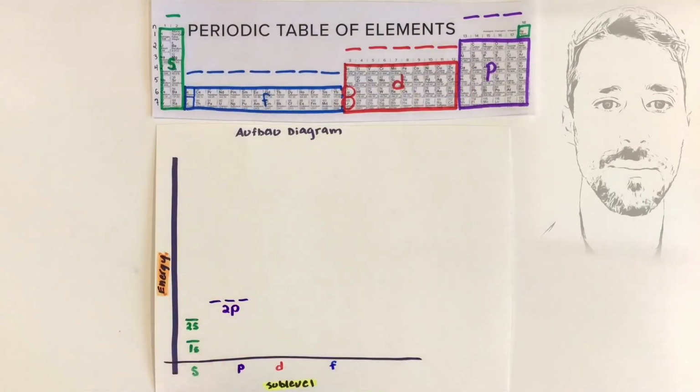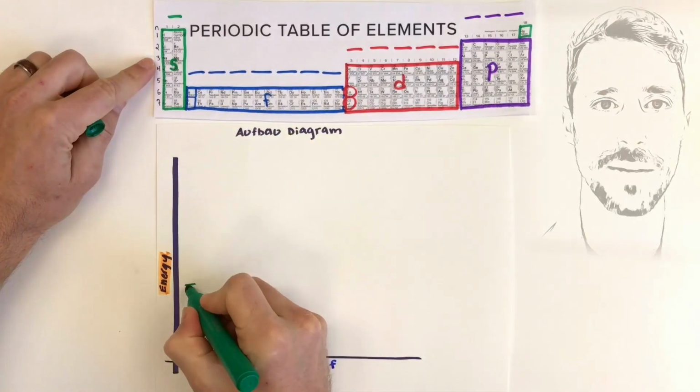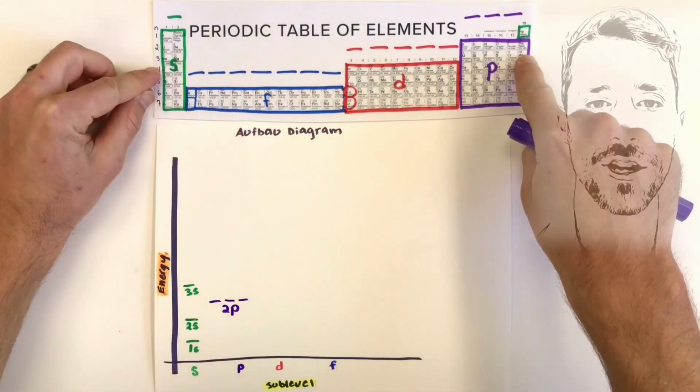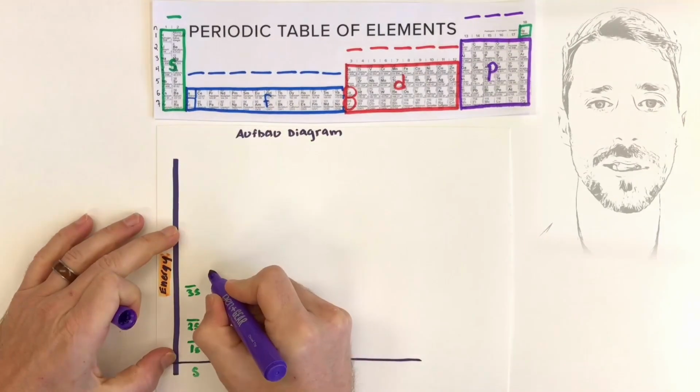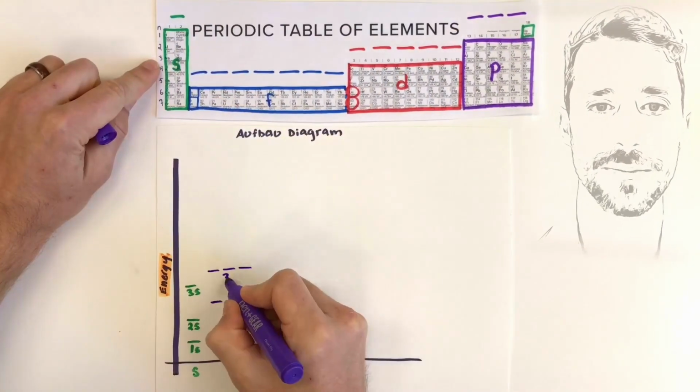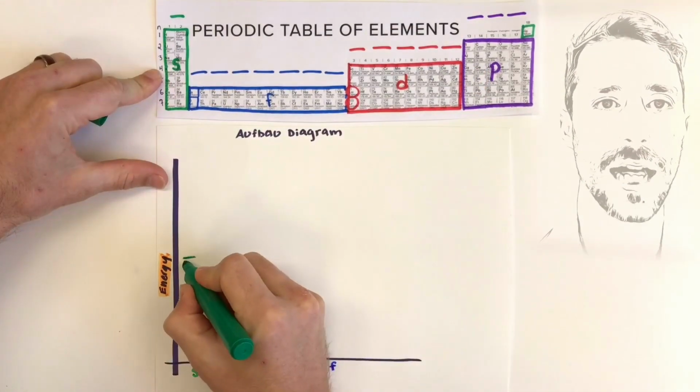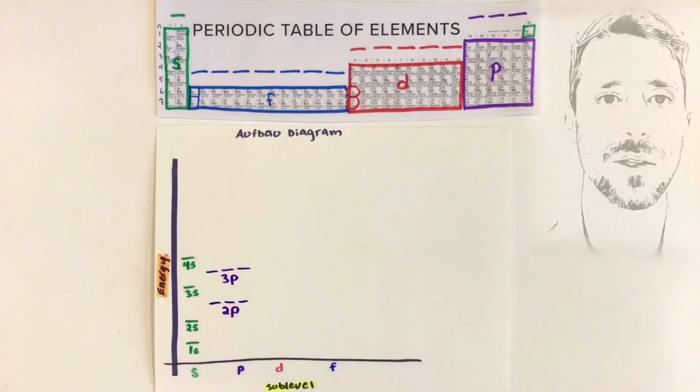Then we go back up to the third energy level, the S sublevel, and it has 1 orbital. Then we go across the third energy level, P sublevel, and we know it has 3 orbitals. So 3 orbitals in that 3p. Then we're at the fourth energy level, S sublevel, with 1 orbital.